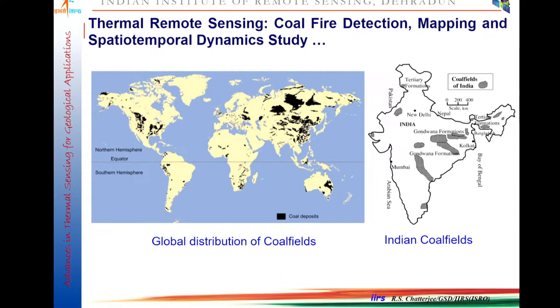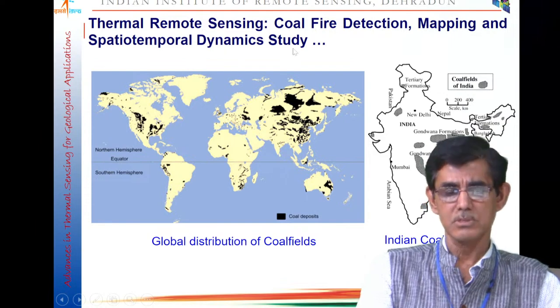Now you see, one of the most important applications in thermal remote sensing is coal fire detection. Coal fire is a thermal anomaly due to geological cause. Similarly, there is forest fire, but that is not geological, though it is also of similar importance. So coal fire detection, mapping, and spatiotemporal dynamics is important.